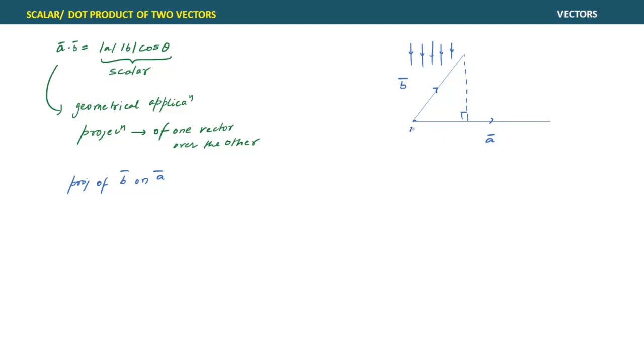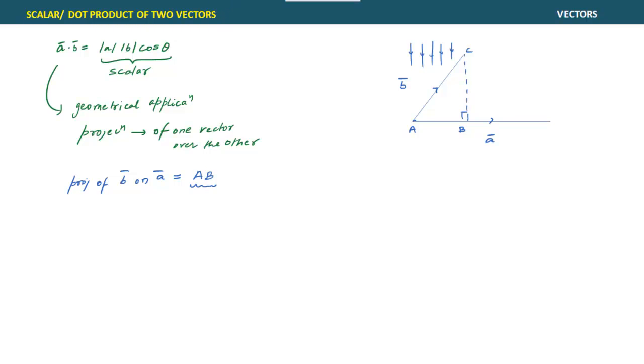So this projection, let's say I'll talk about A, B, and let's say C. The projection of B on A is nothing but the AB value. Projection is basically a scalar quantity. Let's also understand it this way: projection is the length. So how do you find the length?